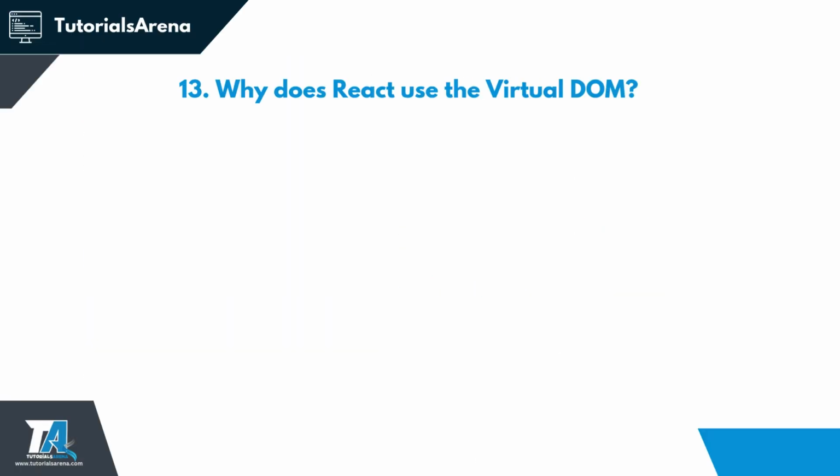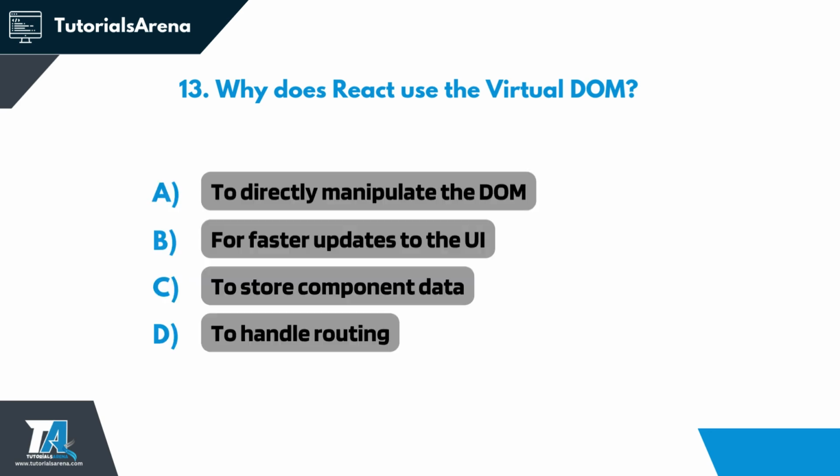Question 13. Why does React use the virtual DOM? The options are: Option A, to directly manipulate the DOM. Option B, for faster updates to the UI. Option C, to store component data. Option D, to handle routing. The correct answer is option B, for faster updates to the UI. Moving on to the next question.